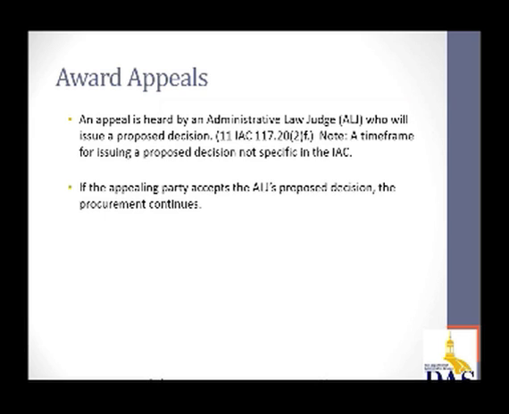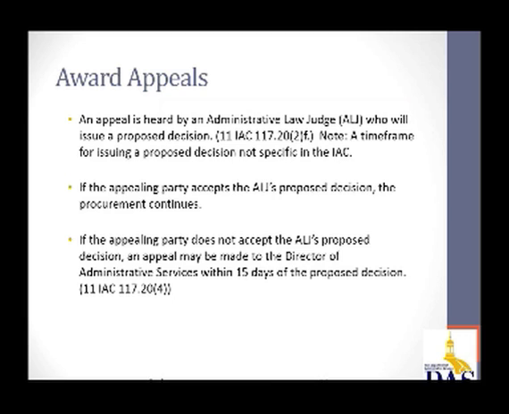Now, a big do here, again, is to be certain that we go through full legal review before anything is signed. Now, if an appealing party does not want to accept the ALJ's decision, they can then make an appeal to the Director of Administrative Services. And that has to be done within 15 days of the proposed decision.